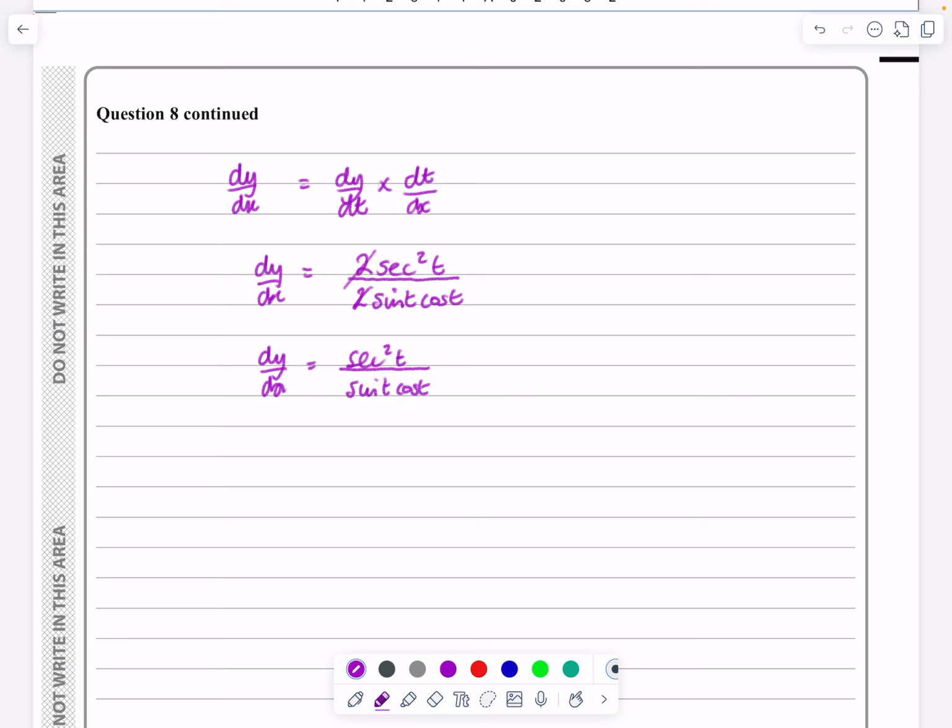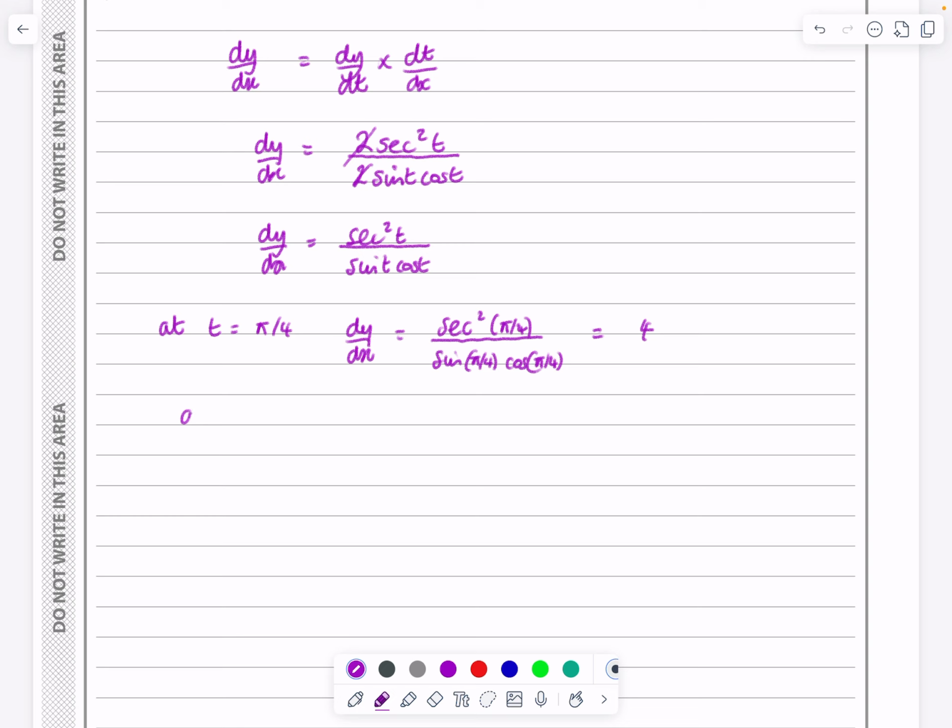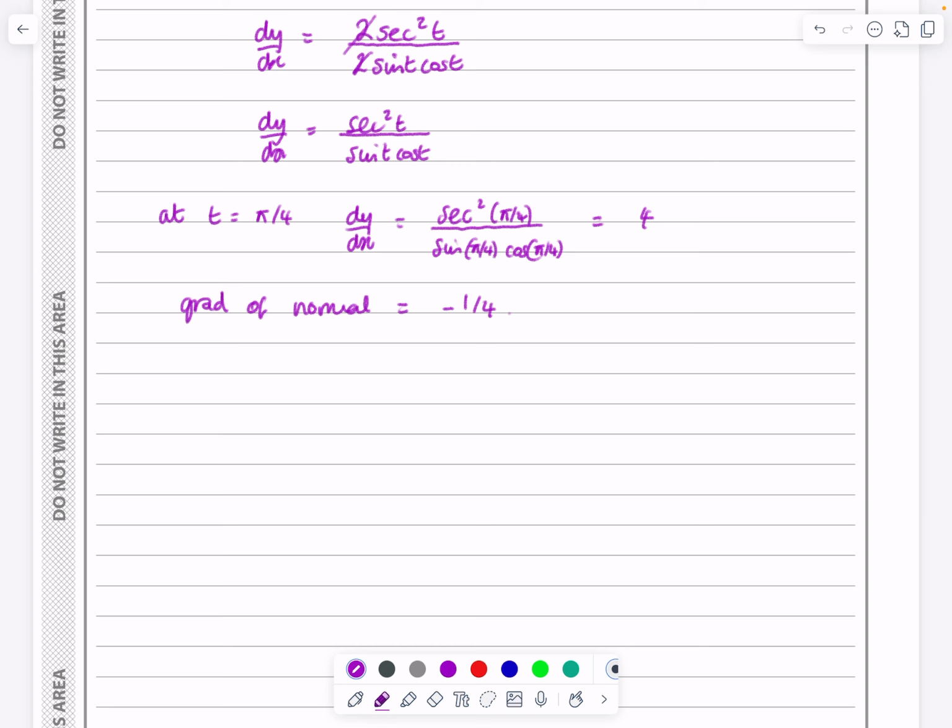Now we know that t is equal to pi over 4. So t equals pi over 4, dy by dx is going to be sec squared pi over 4 all over sine pi over 4 cos pi over 4. And if we do that, apparently that all works out to be equal to 4, but that means that the gradient of the normal, because that's the gradient of the tangent, the gradient of the normal will be minus 1 over 4. Now the thing I've got to do is to find x1 and y1.